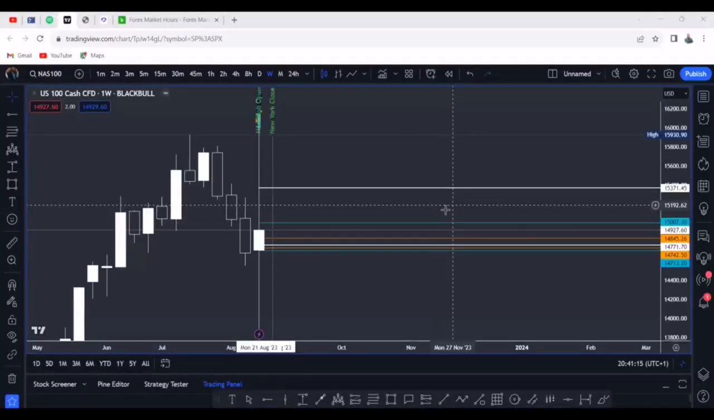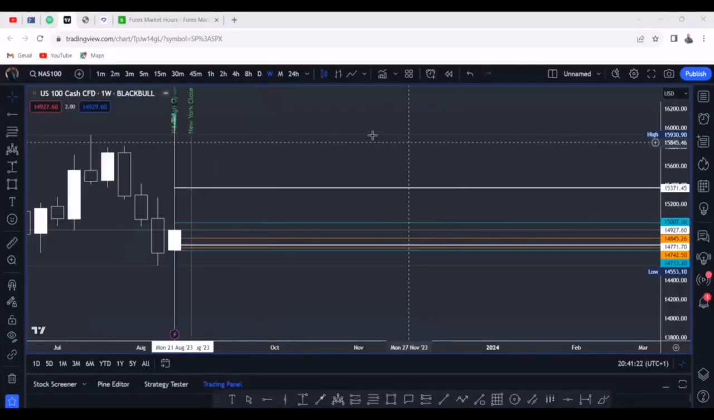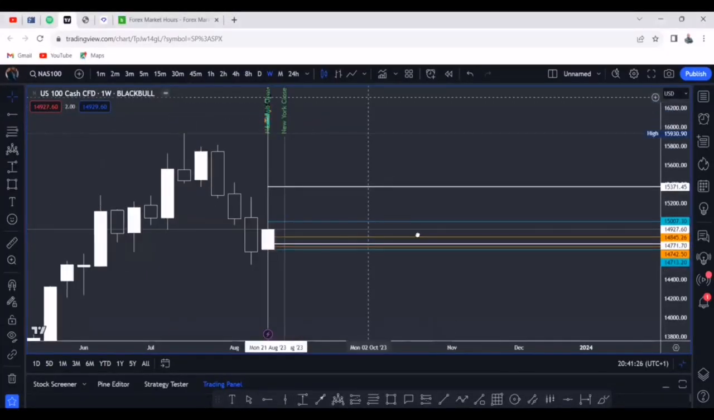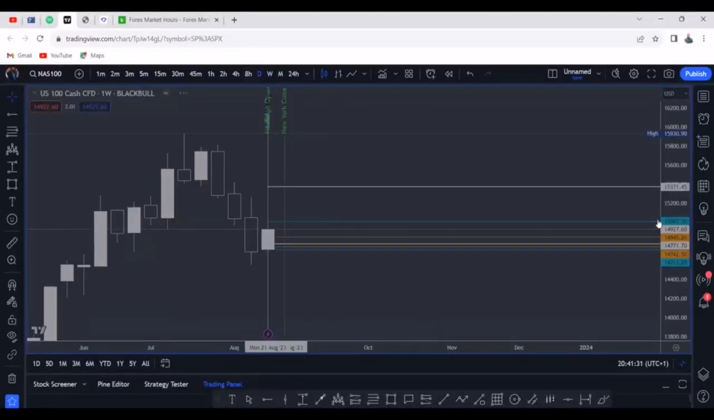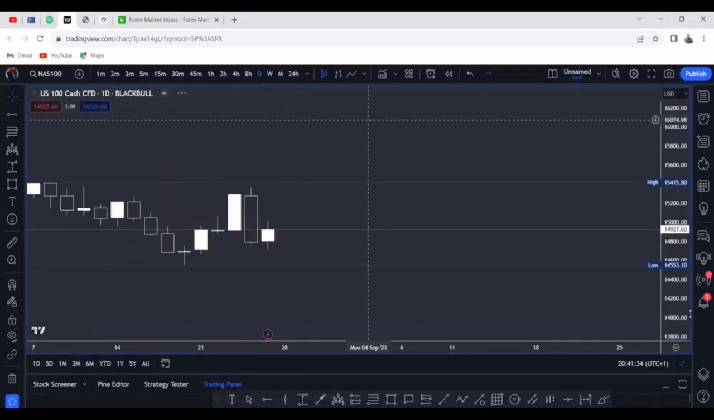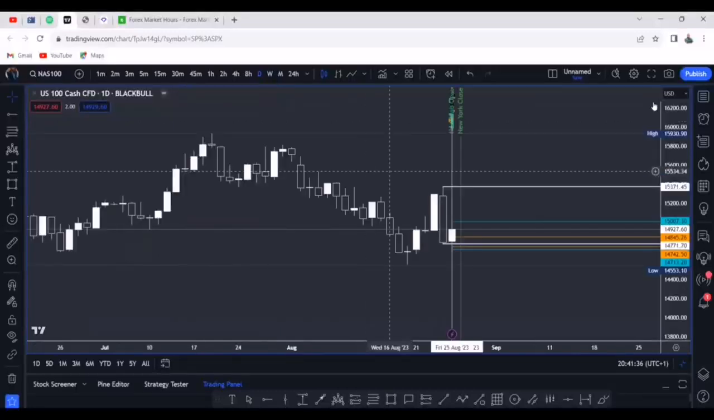And then the second most important thing is what are your previous sessions' highs and lows, because they give you a dealing range that you can basically have in the market.